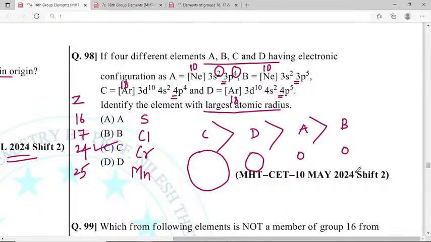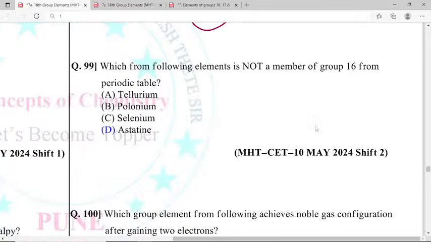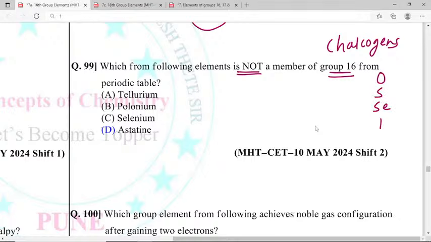Okay, next question: which of the following elements is not a member of group 16, the chalcogens? What are the chalcogens? Oxygen, sulfur, selenium, tellurium, polonium. Astatine is a halogen, group 17 elements.